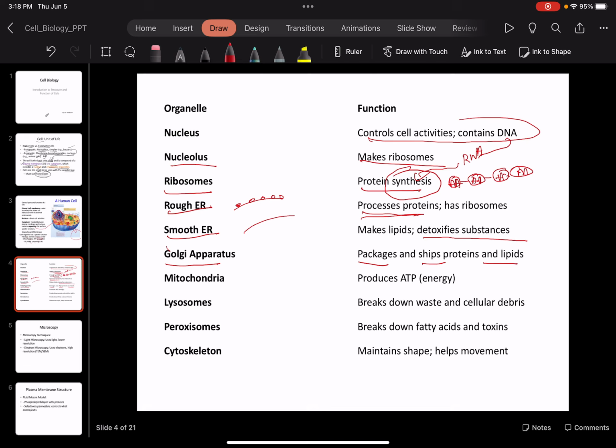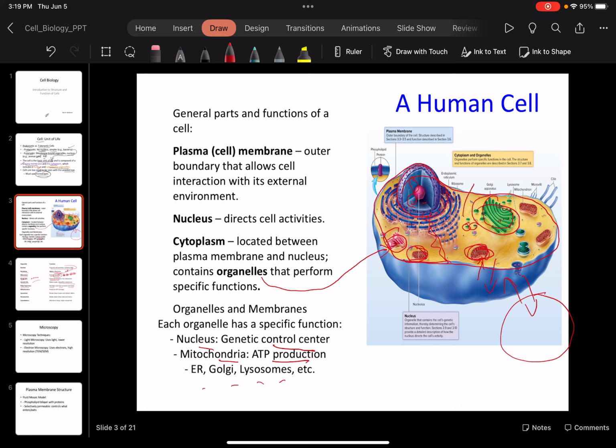So the protein is made by that rough ER. They pack and send it to different parts of the cell, or sometimes it will go outside the cell. See these vesicles forming. Put it inside the vesicles and send it to different parts of the cell, or take it outside.